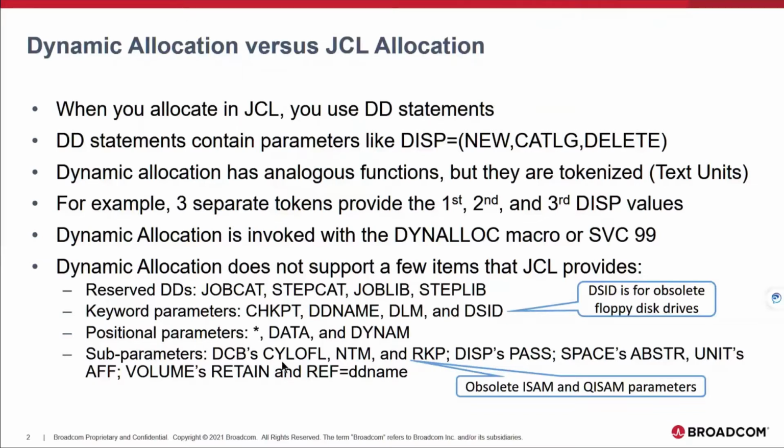And then certain subparameters like DCBs, cylinder overflow, NTM, and record key position, relative key position. Those are ISAM parameters which have been dropped support for many years. It doesn't support disk pass. I'm not sure why. And then space, absolute track addressing. It doesn't support that. And it doesn't support units, AF, or volumes retained parameters. But other than that, everything that you can do in JCL, you can do with dynamic allocation.